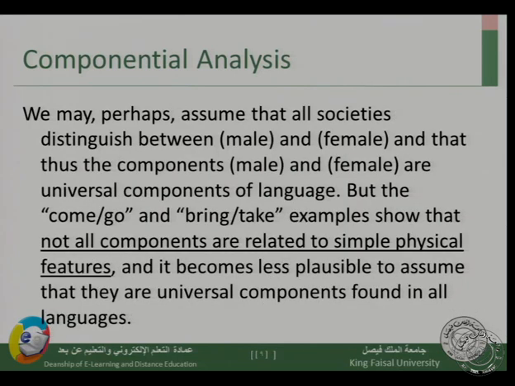So we may perhaps assume that if we think of all societies and all languages, all societies distinguish between male and female, and this is why it's easier to label these two, because they are used in many societies, if not all of them, and thus the components male and female are universal. Universal means they exist in all languages. These are universal components of language.